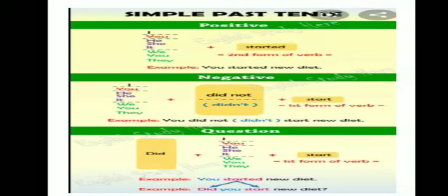Then interrogative. In interrogative, first of all we will put did, then the subject, and then first form of verb, and then the object. Did you start new diet? Okay. If WH word is there, we will put it in the front of the sentence. When did you start new diet?